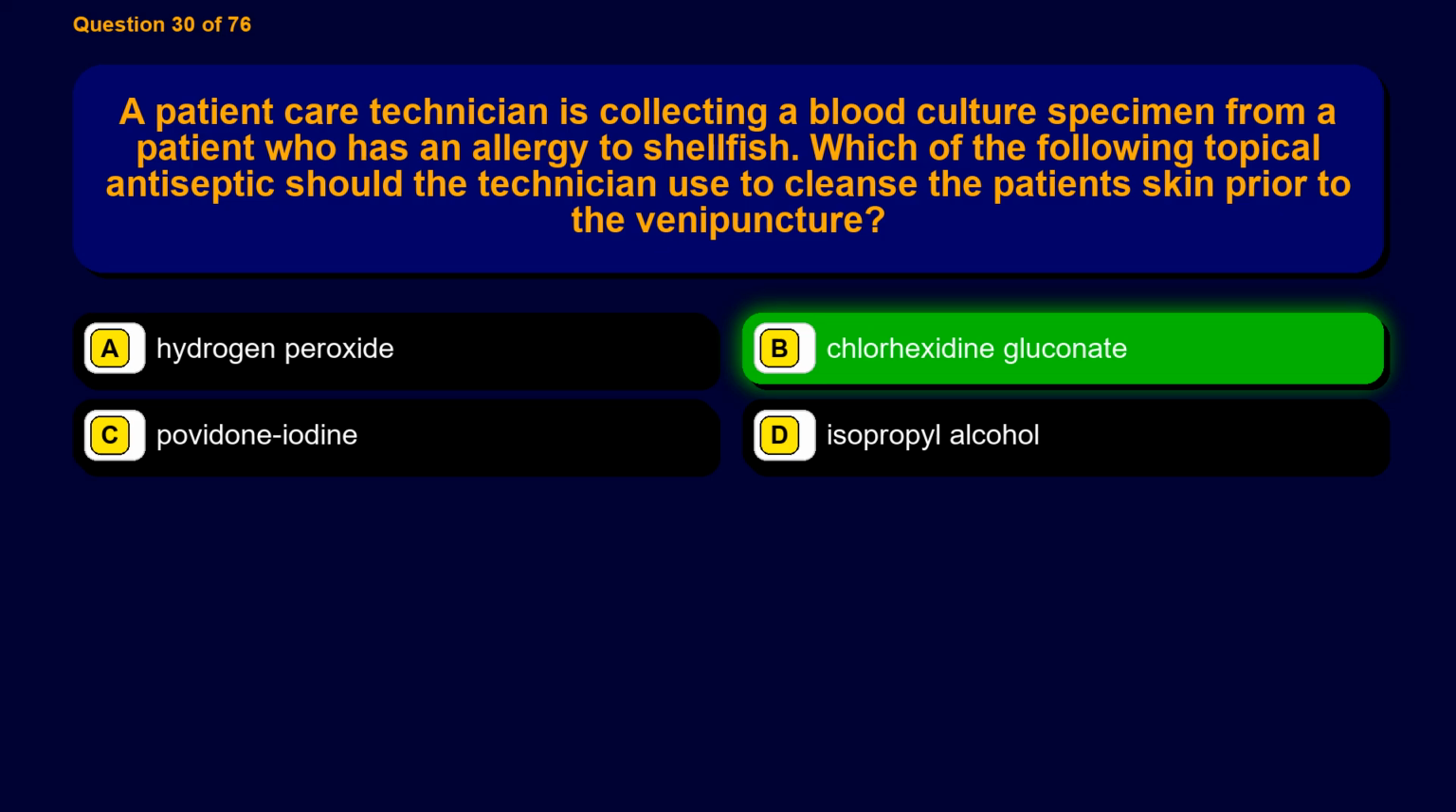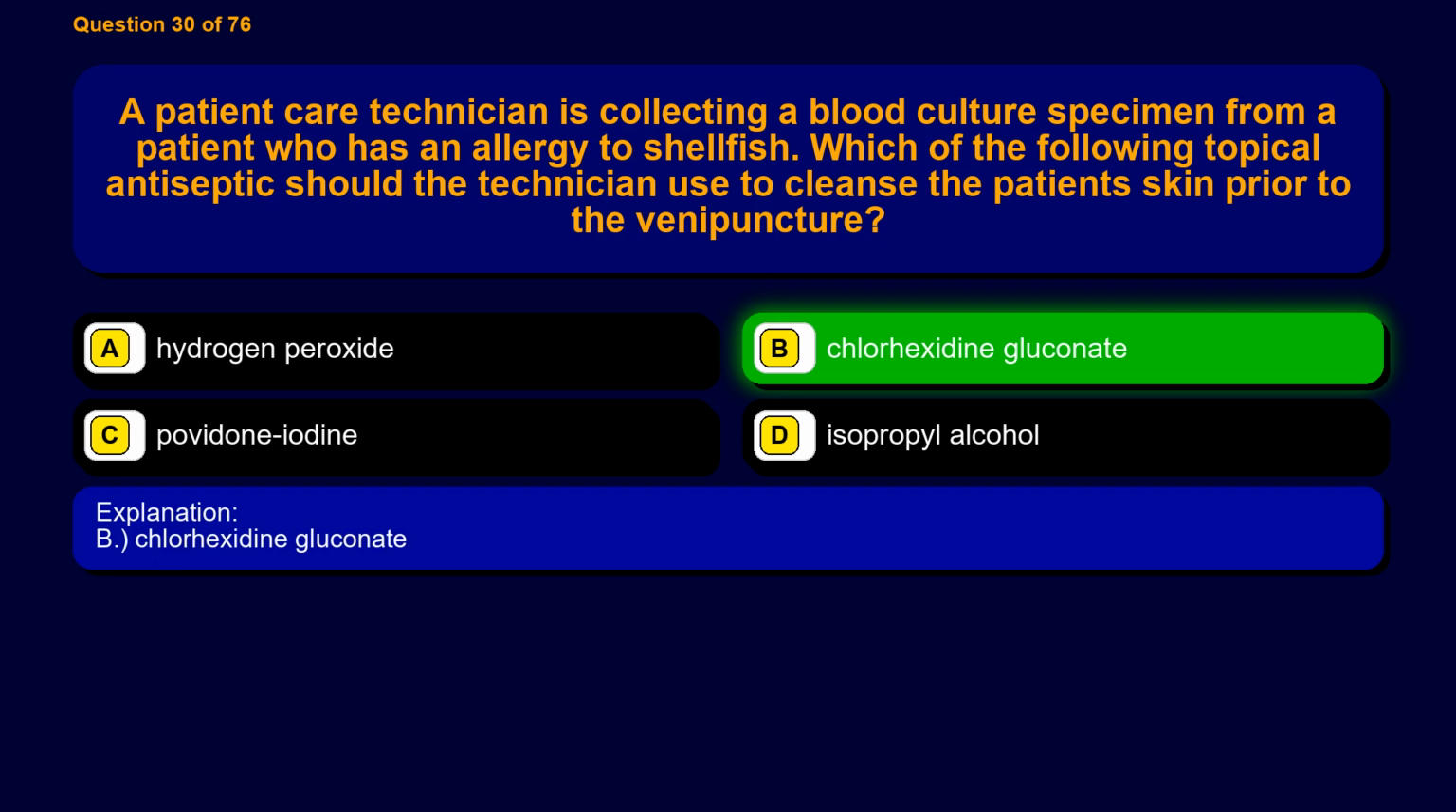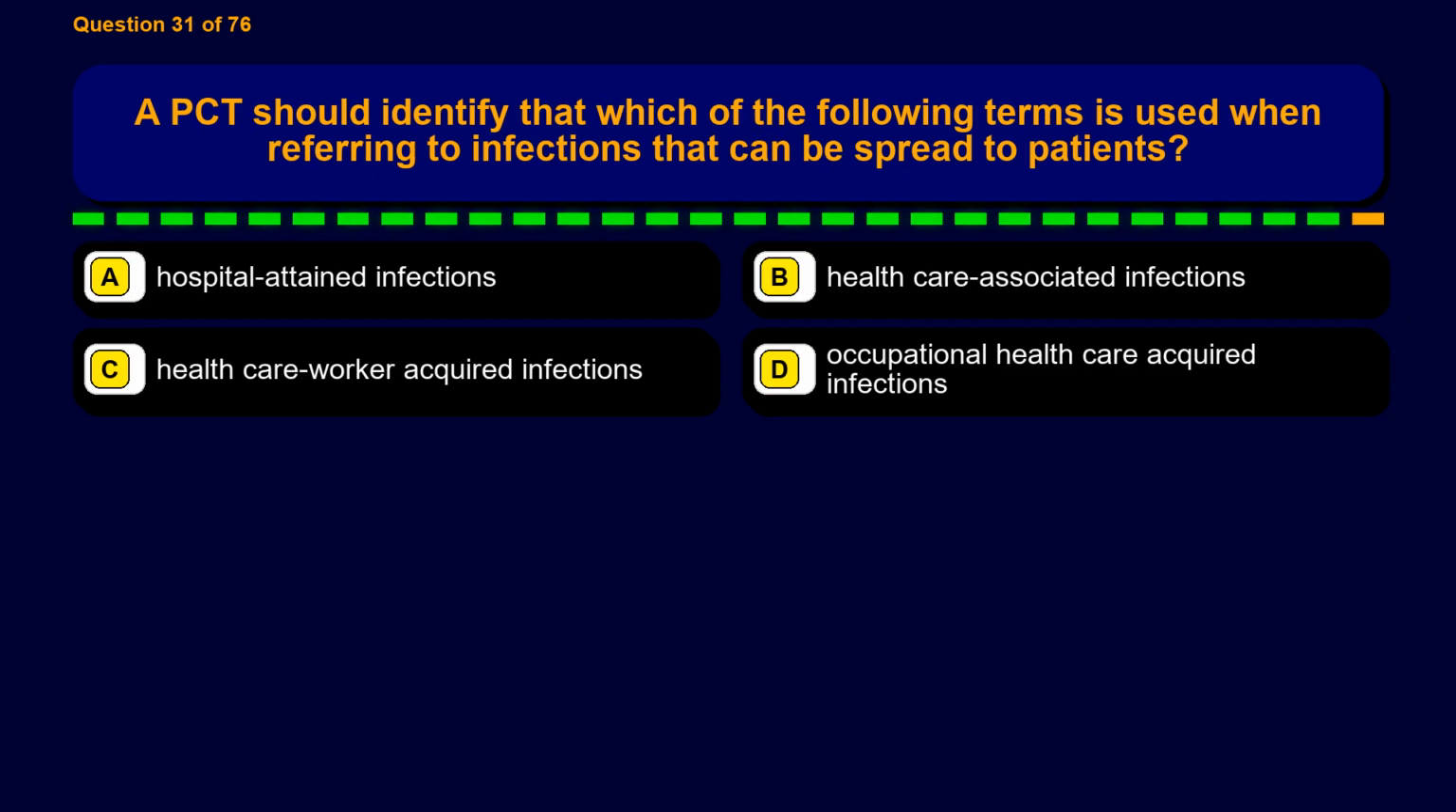The correct answer is option B, chlorhexidine gluconate. Question 31. A PCT should identify that which of the following terms is used when referring to infections that can be spread to patients. Option A, hospital-attained infections. Option B, healthcare-associated infections. Option C, healthcare worker-acquired infections. Option D, occupational healthcare-acquired infections.